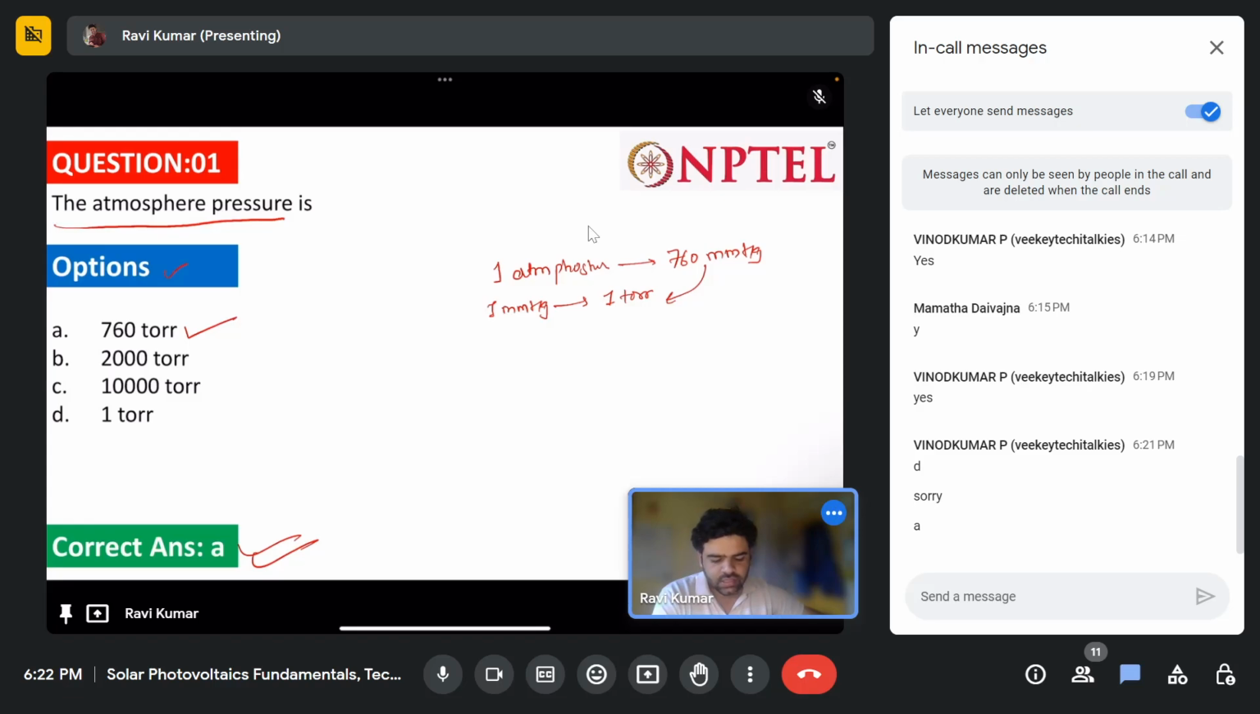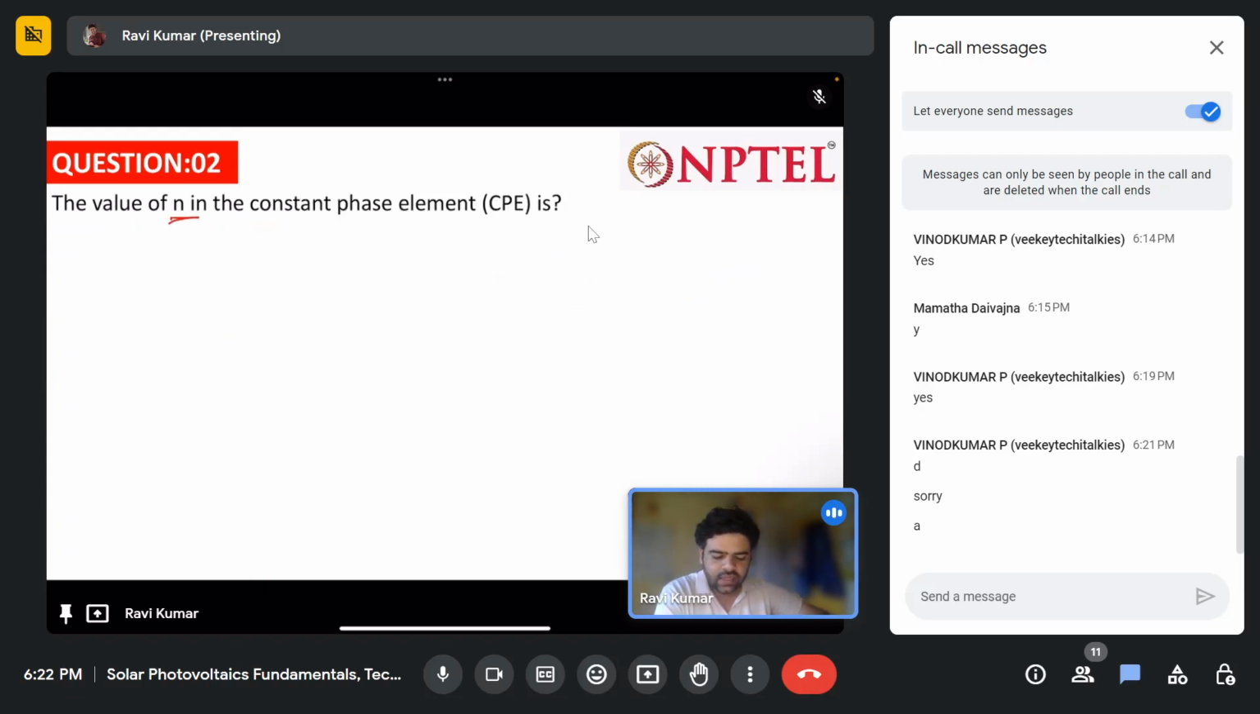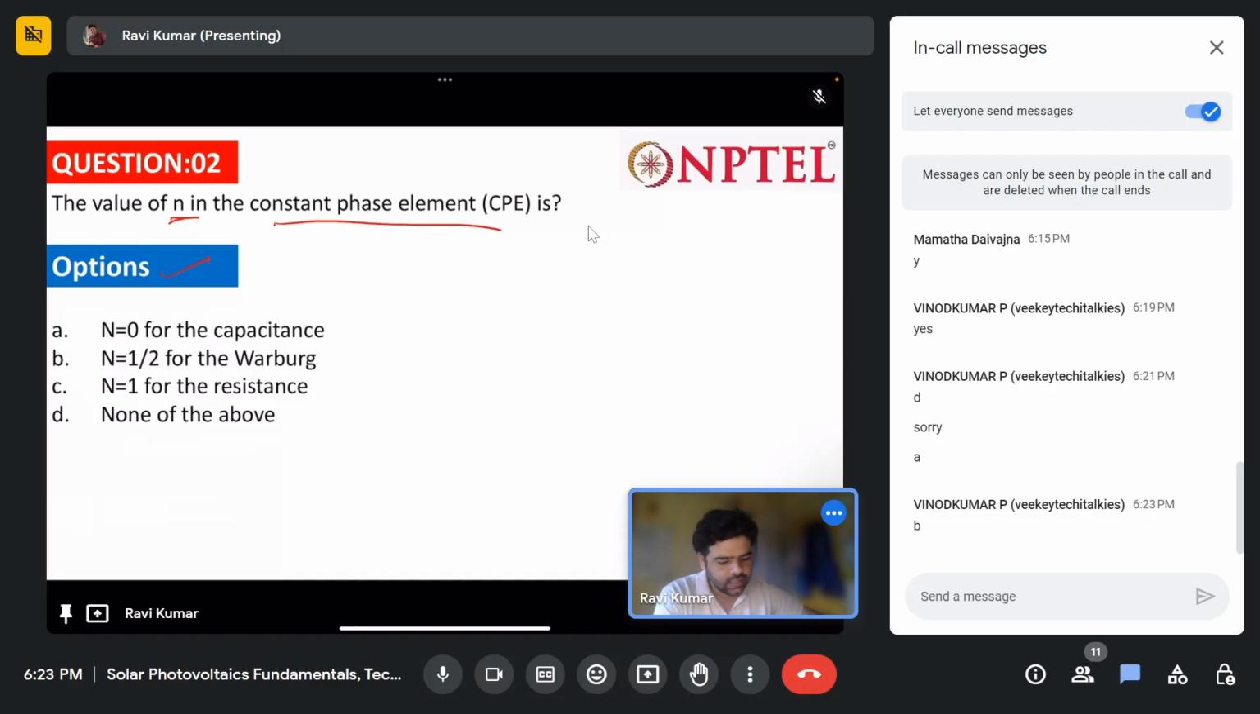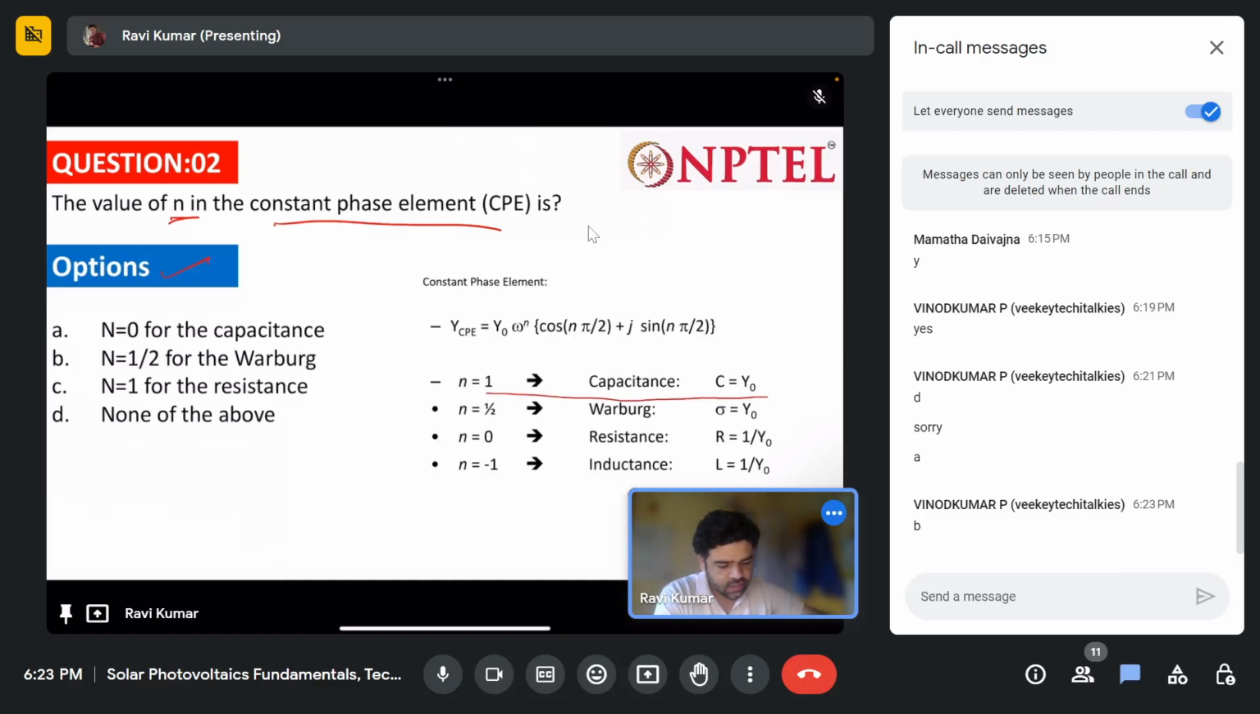The next question is related to spectroscopy. If you have gone through the lectures, you can solve this question. It says the value of n in the constant phase element is, and these are the options. Yes, you can see here n equals half. So the answer here is B.